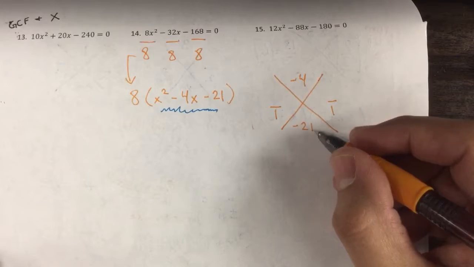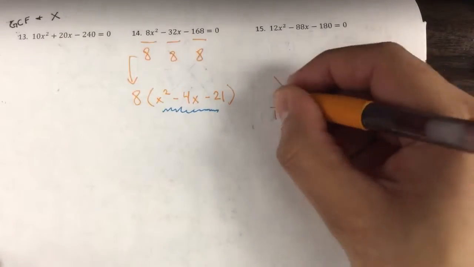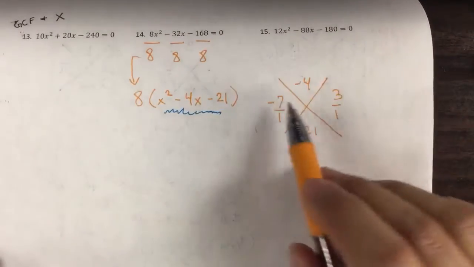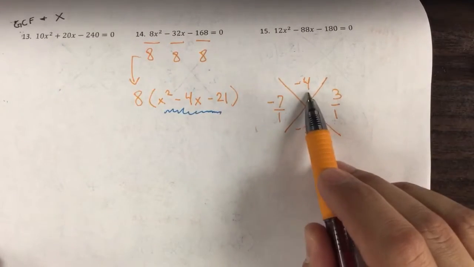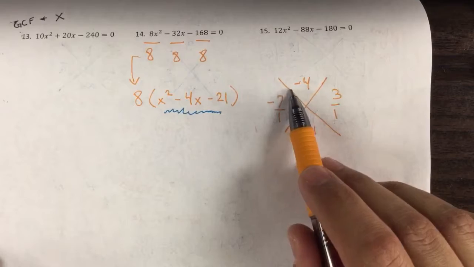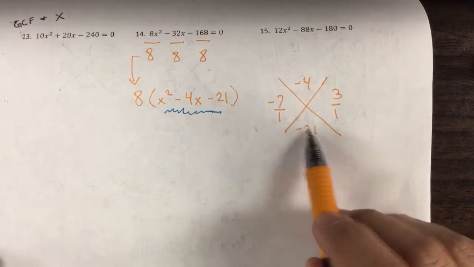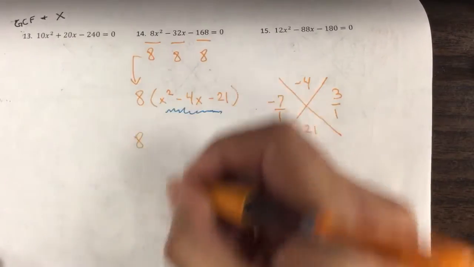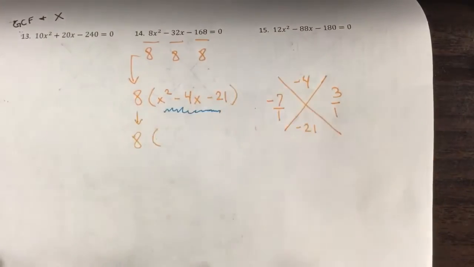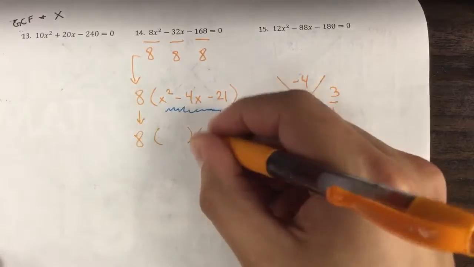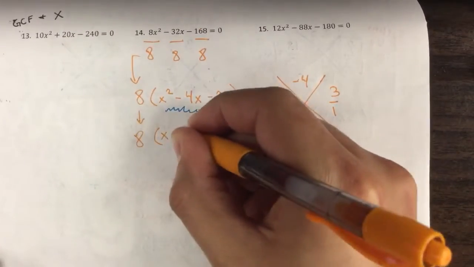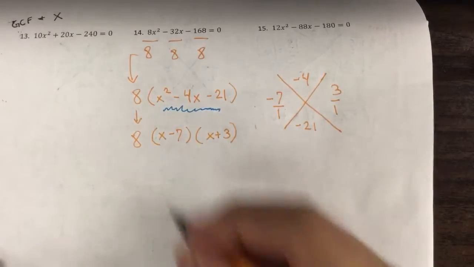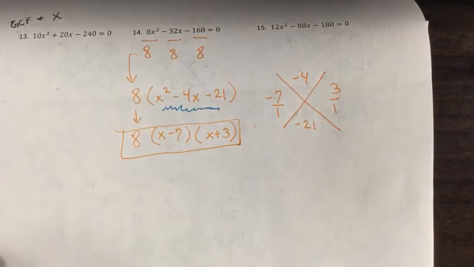So factors of 21, that would give me 4. Which is 7 and 3. 7 has to be negative, because when I add them, I have to get negative 4. So that's a clear indicator there. And then when I multiply them, I get negative 21. So that's perfect. So then my answer would just be 8 stays there still. And now my quadratic factors into x minus 7 and x plus 3. And that would be your final answer.